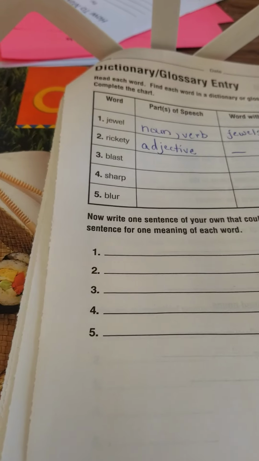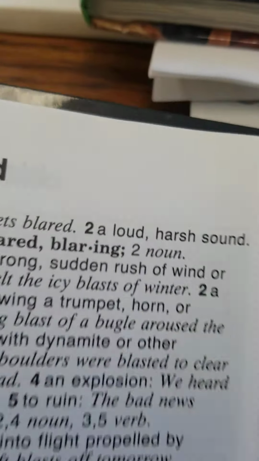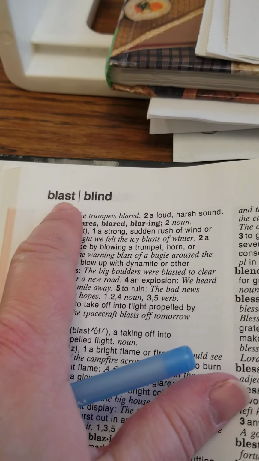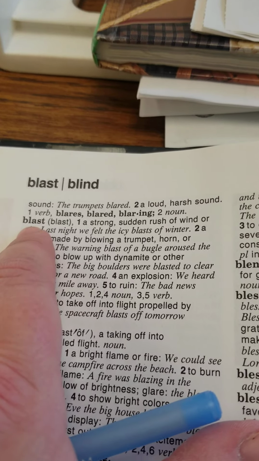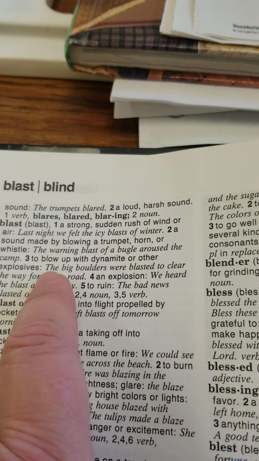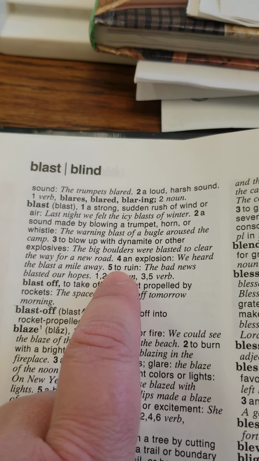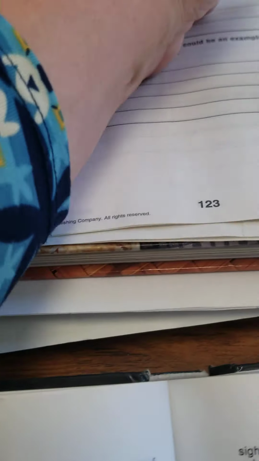All right, then I'm going backwards to blast, and I did have that one marked. That's the last one I had marked, so next we're going to have to find it. Blast happens to be one of the guide words because it's the first word on the page. I see 1 meaning, 2 meanings, 3, 4, oh my gosh, 5 meanings. I'm going to go write that right now.